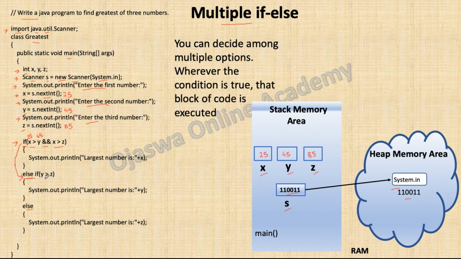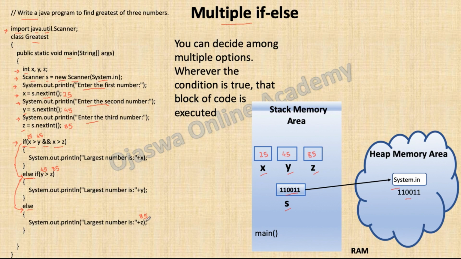Else if the condition is y greater than z. Value of y is 45. Value of z is 85. Again the condition is false. 45 greater than 85 is false. Hence, control will not go inside the else if block. It will come out of the else if block and go to the else block, and the else block will execute. What are we doing inside the else block? We are printing "The largest number is z", that is 85. So this will be my output.